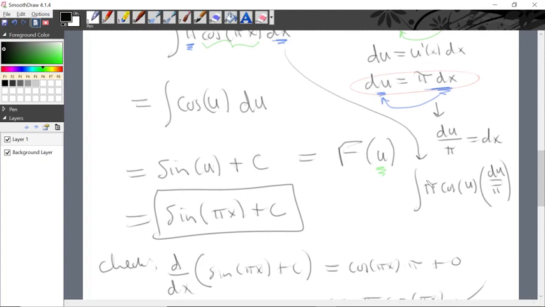Okay. And then by doing that, we're going to end up simplifying to the same result we had before, because here we're going to be able to cancel this pi with this pi. So this is going to simplify as the cosine of u, du, and then we're back here again, right? And so we'll get exactly the same answer.